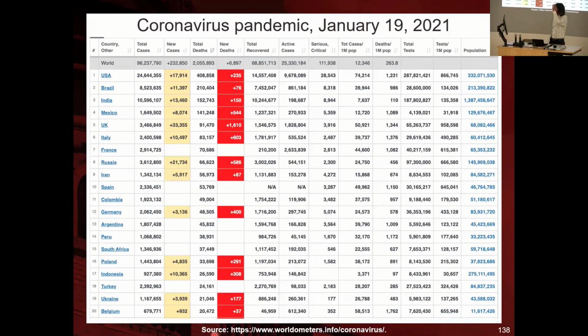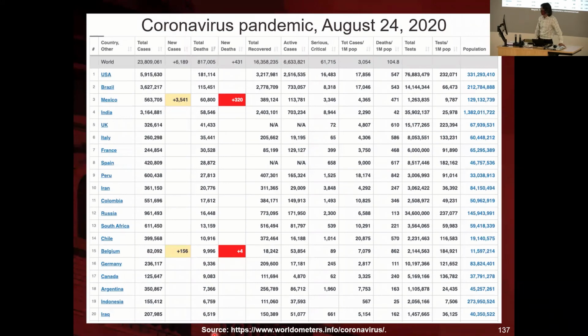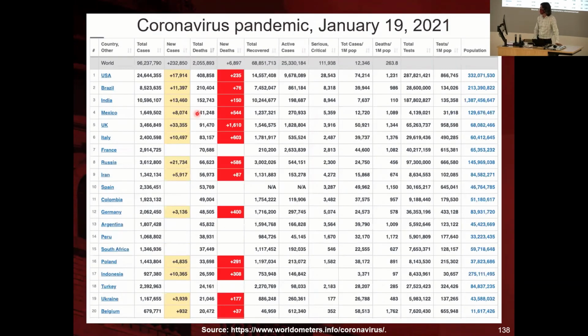January 19 was when I first showed you at the beginning of our semester this year, 2021. The US jumped from 181,000 deaths to 408,000 deaths. And Brazil also with really high levels, 210,000.